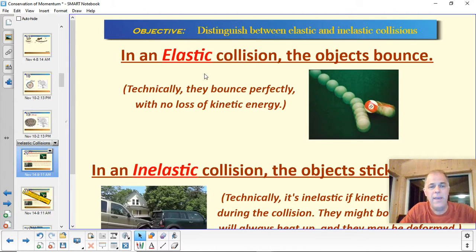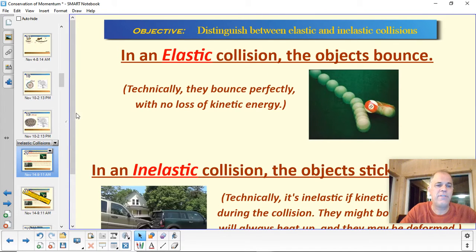Now, technically, to be truly elastic, they have to bounce off perfectly with no loss of kinetic energy. We haven't studied kinetic energy yet, so when we get there, we'll flesh this out a little bit. But for now, it's enough to say that it's an elastic collision if the two objects bounce.